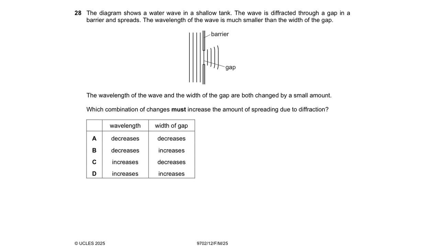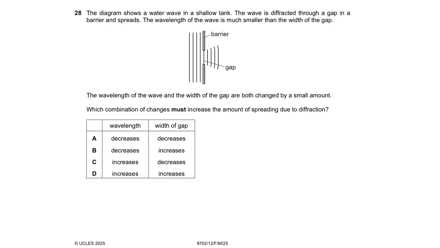Question 28 says the diagram shows a water wave in a shallow tank. The water is diffracted through a gap in a barrier and spreads. The wavelength of the wave is much smaller than the width of the gap. The wavelength of the wave and the width of the gap are both changed by a small amount. Which combination of changes must increase the amount of spreading due to diffraction?